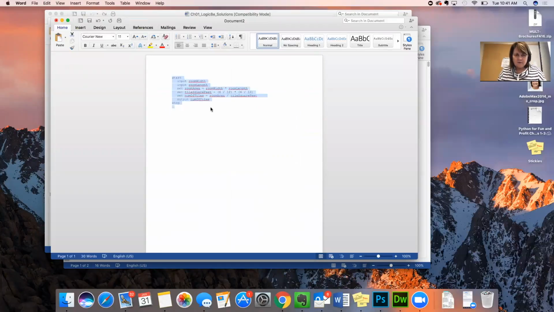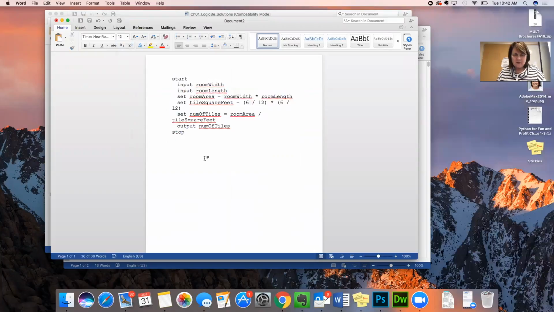Okay, so this is a more straightforward way. Let's see if I can get it a little bigger. What it would say is: input width, input length, area equals width times length. And if you had asked how many inches, it would say num inches divided by 12 times num inches divided by 12. So the number of tiles would equal this divided by the tiles per square feet. And then you would output the number of tiles. So that's how you figure it.